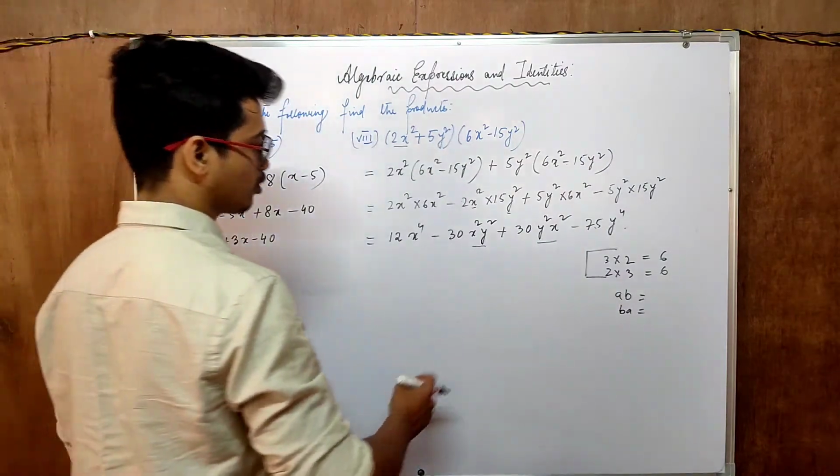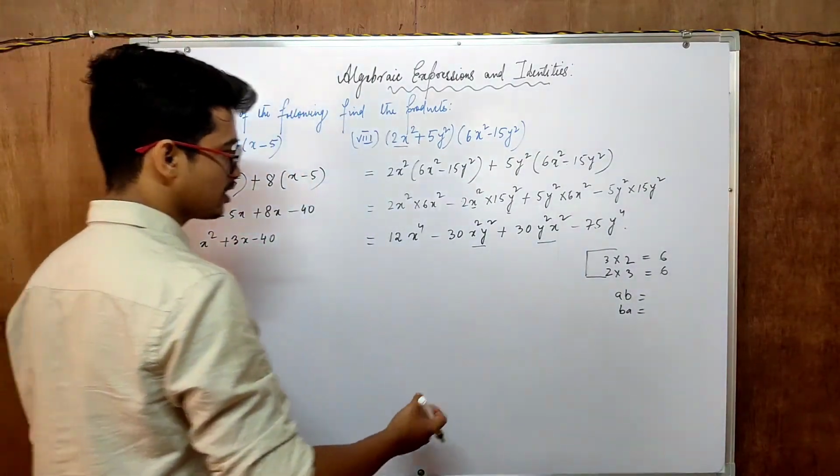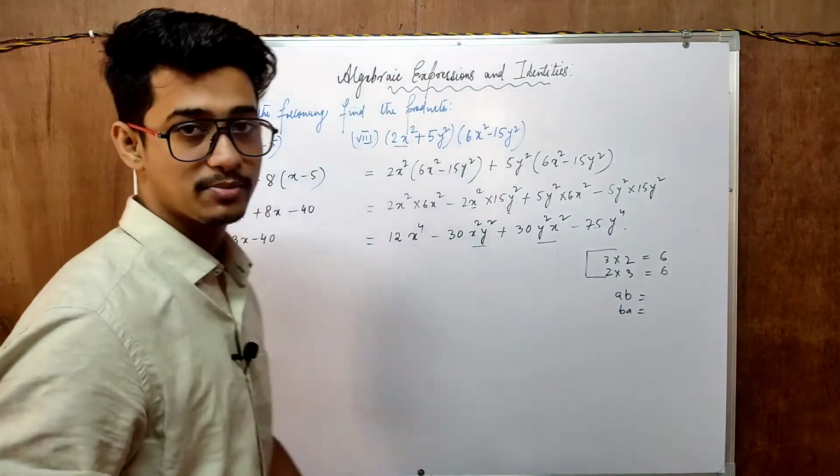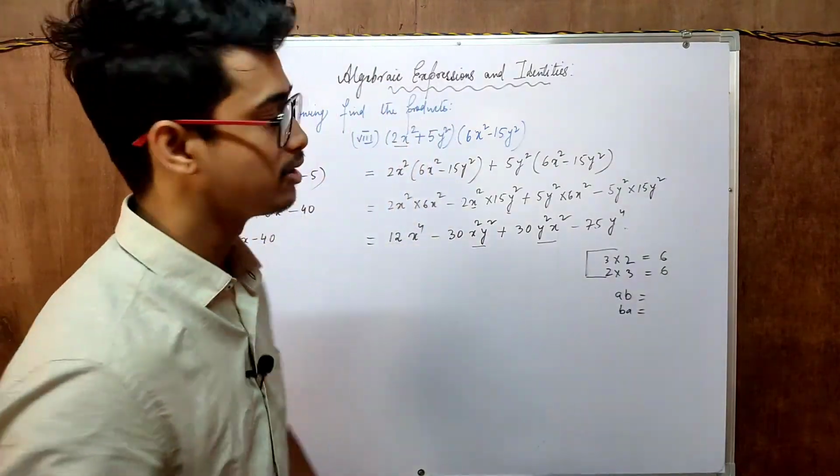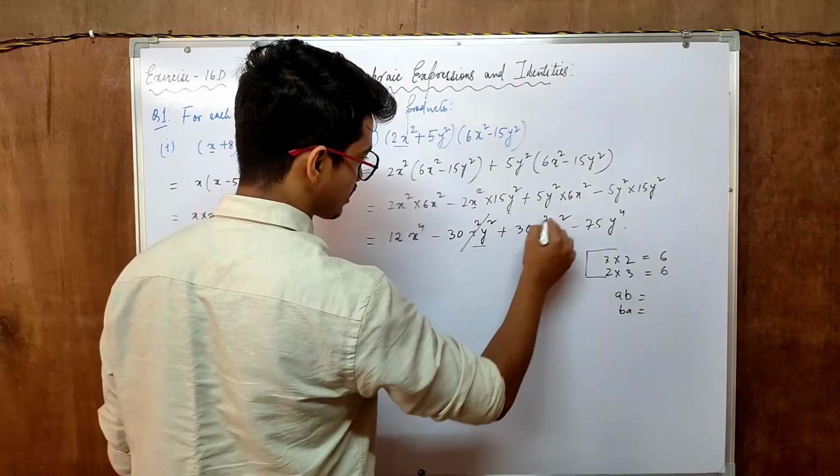After that we have to compare the coefficients. What are the coefficients over here? Plus 30 and minus 30. We know that plus 30 and minus 30 will cancel out with each other, and we just cancel this part.